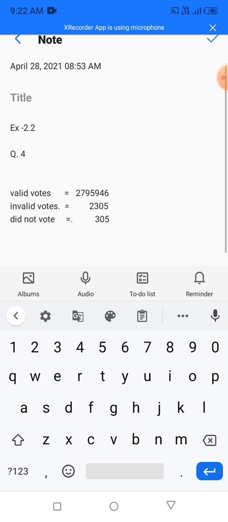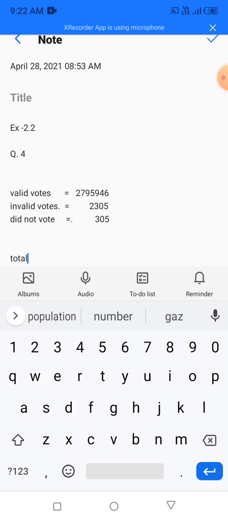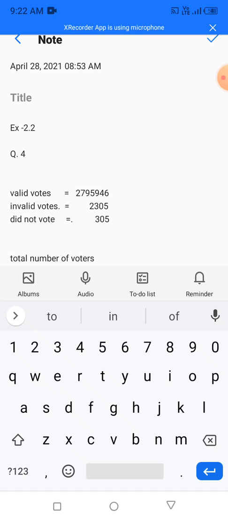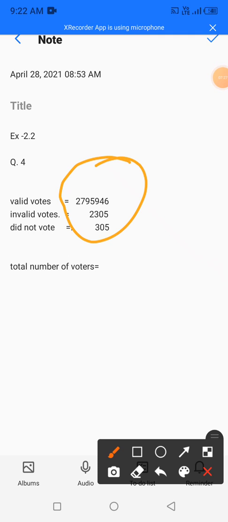Then again what will you do? You will write voters, number of voters, total number of voters. Okay, now how much is the total number of voters? How will you do children? You will just add it. Okay, now you will add this and you will get the total number of voters. Okay, so now how will you add this? So 6 plus 5 is nothing but 11, and 11 plus 5 is 16.